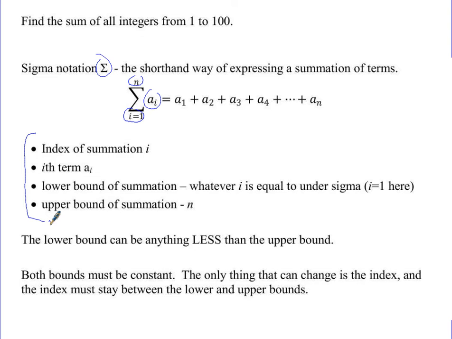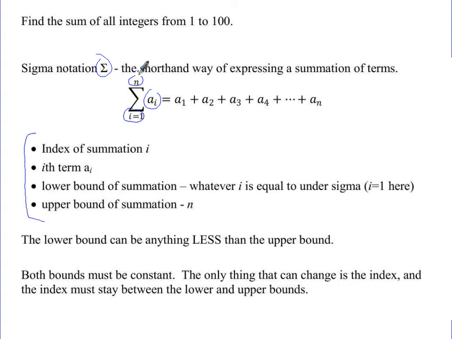And that's what all this stuff right here is. The index of summation is i. The ith term is a sub i. The lower bound of summation is whatever i is equal to under the sigma. So in this case, i is equal to 1. That would be your lower bound. Notice the vocabulary there. I'm pretty sure I've used that phrase before. Upper bound of the summation is n. That's this guy right here. That's where you stop. This is where you start. This is where you stop.